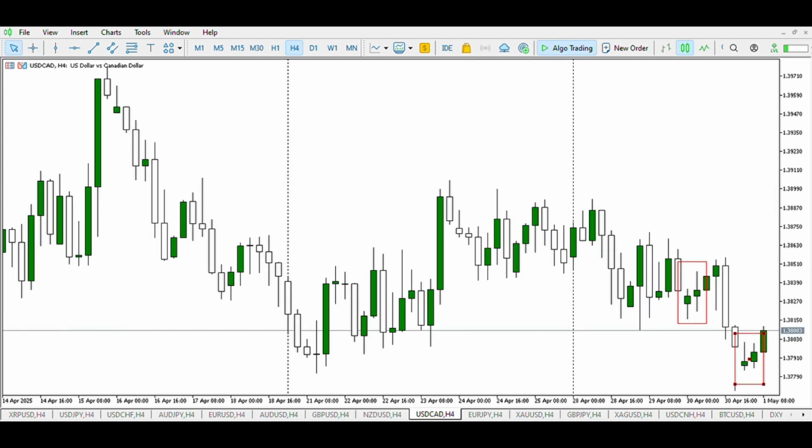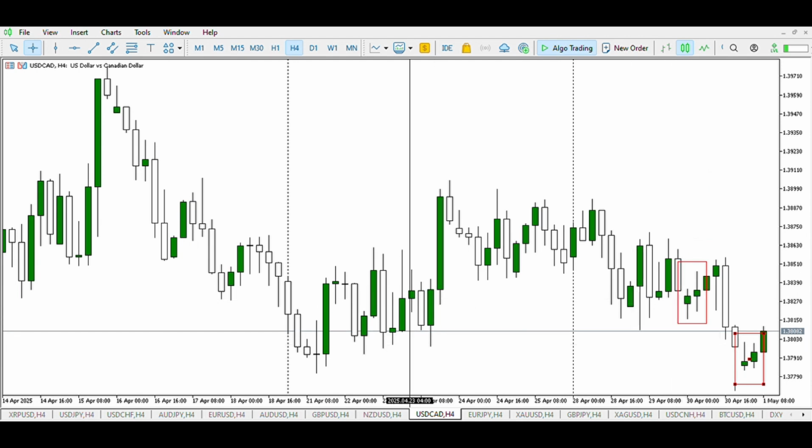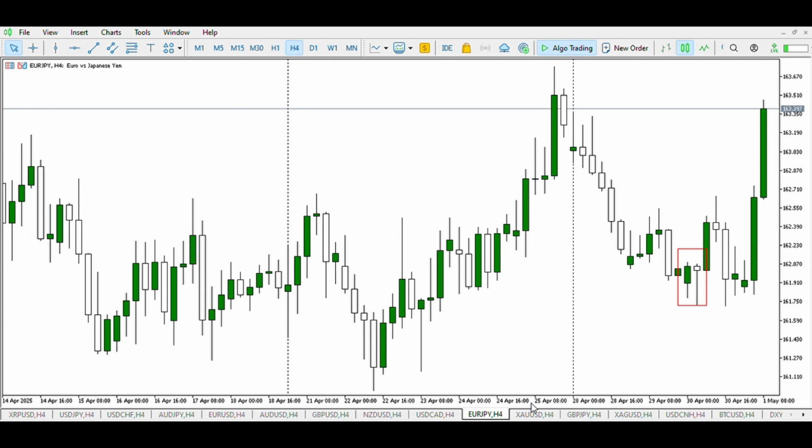On USD CAD, we can see price rallying up, rallying up. We make no conclusion on this pair. On Euro JPY, we can see a similar pattern to USD JPY. We make no conclusion on this pair.